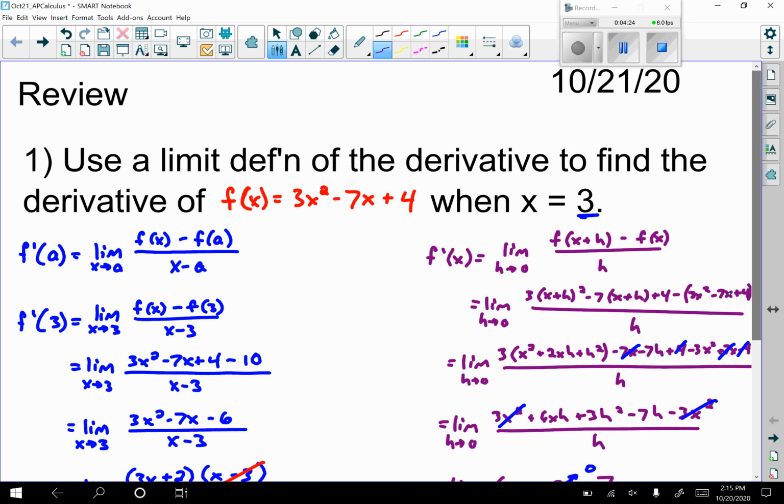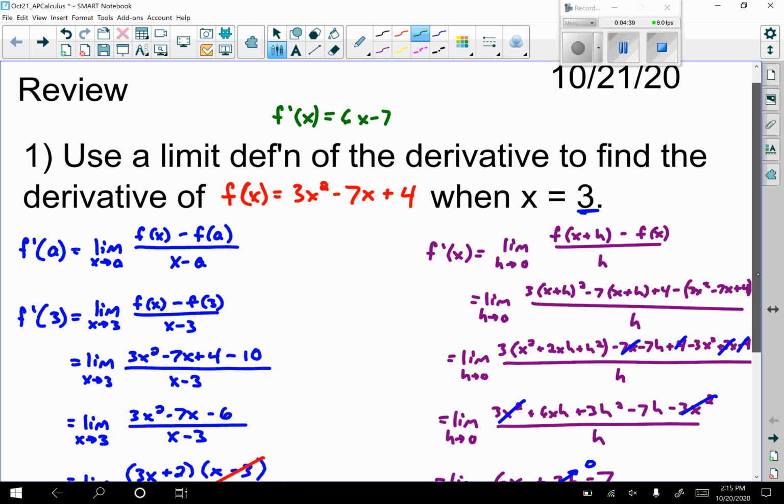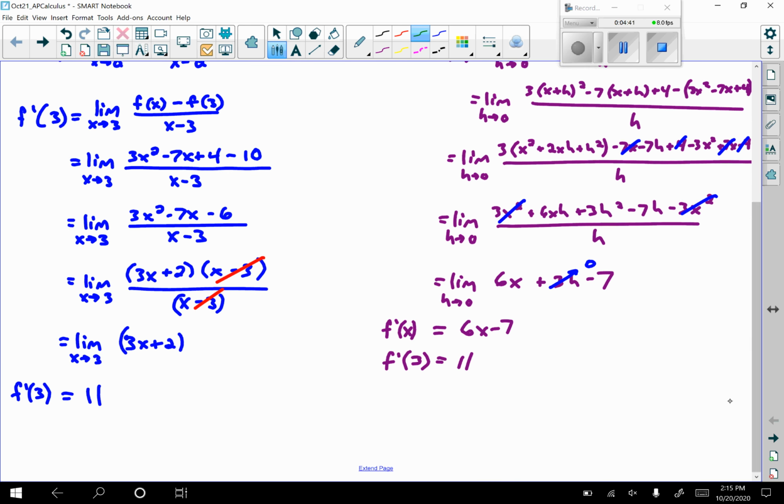Now that you know the shortcuts, you could also just check this. Again, on the test, I'd expect you to show all the work for one version or the other, but if you know f prime of x, using the shortcuts, will become 6x minus 7, and then you can substitute the 3 in and you would get an 11 that way. So you can always check now that we definitely know the shortcuts.